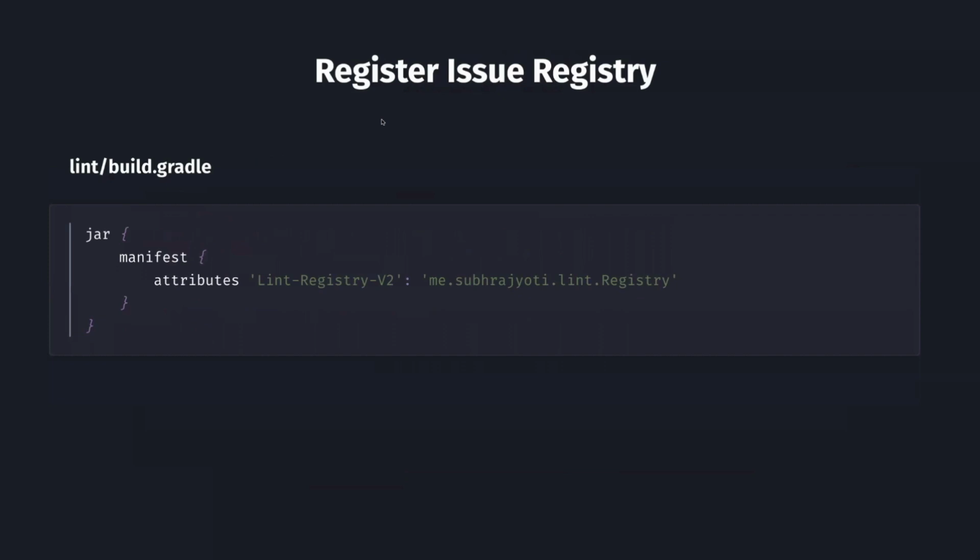Now, once you have defined your issue registry, you need to register your issue registry. To do that, in the lint build.gradle, you declare a manifest attribute. The attribute name is Lint-Registry-v2, the version 2, and the value would be the class of the registry with the entire package name.